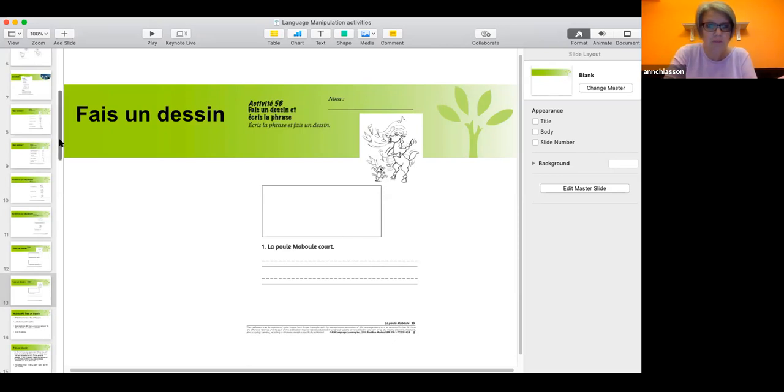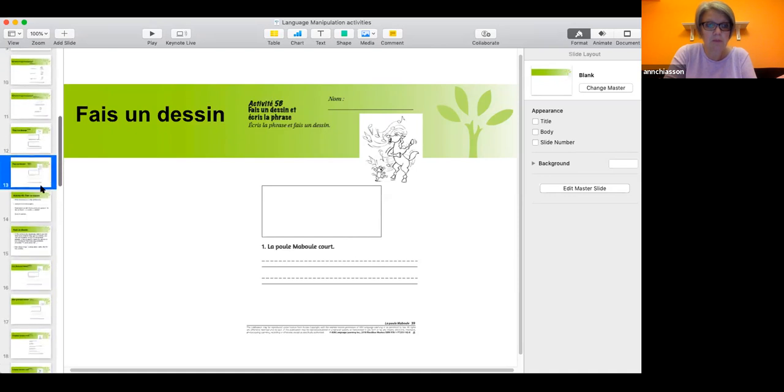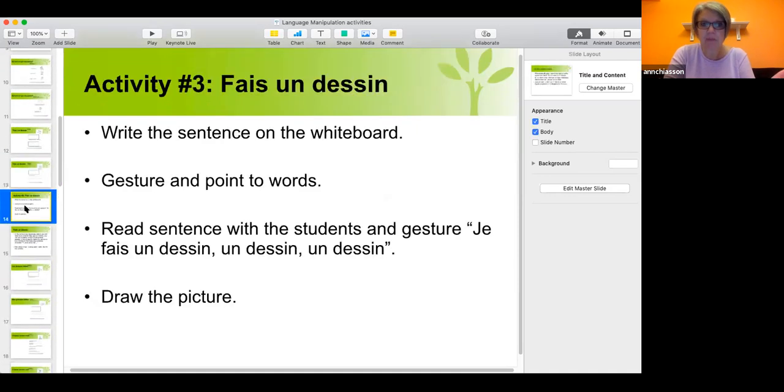So how do you go about teaching this activity? Well, this is how I do it. First, I write the sentence on the whiteboard. Okay, so La poule ma boule court on my whiteboard. And I gesture and point to the words. So I will say La and point, poule, ma boule, court.